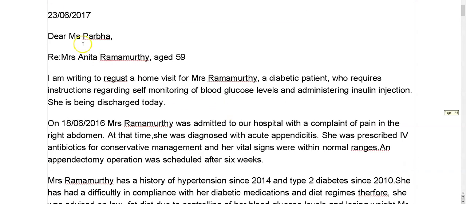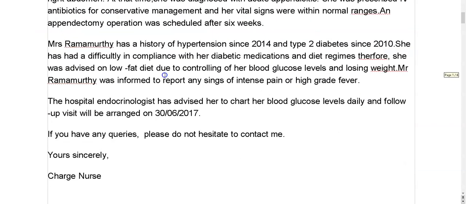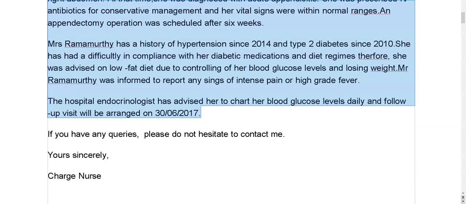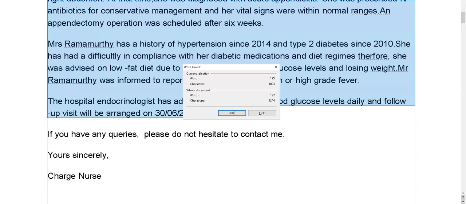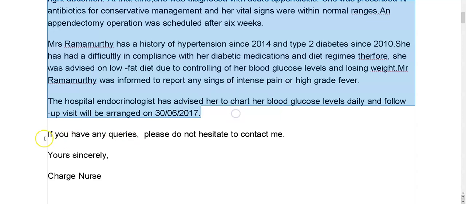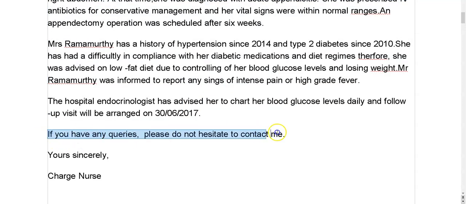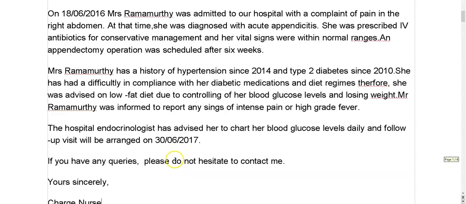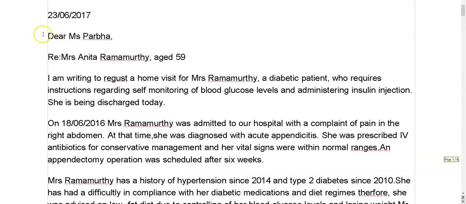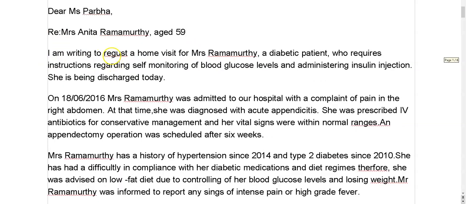Right, so first things first, this is a little bit short. It's only 173 words. They don't usually count that because that's pretty standard, like the memorized 'if you have any queries'. So the name and address, the RE line, the name and the date. It's only 173 words. It's a little bit short.